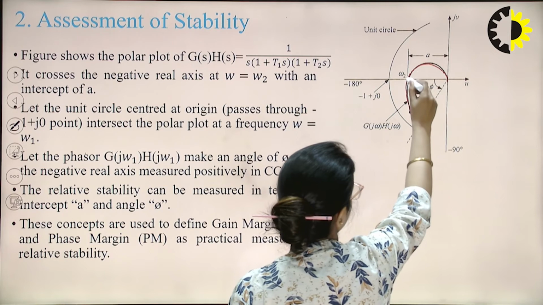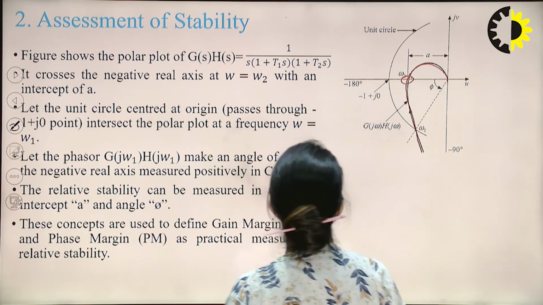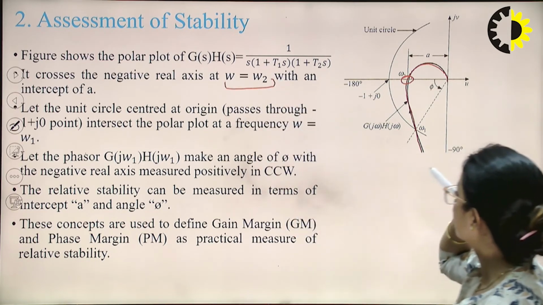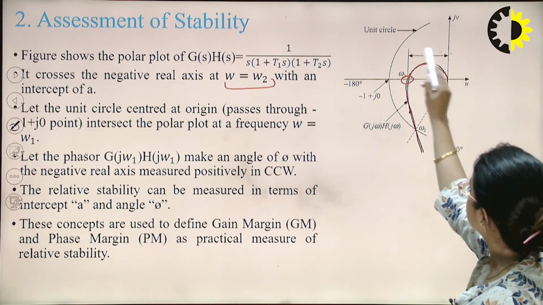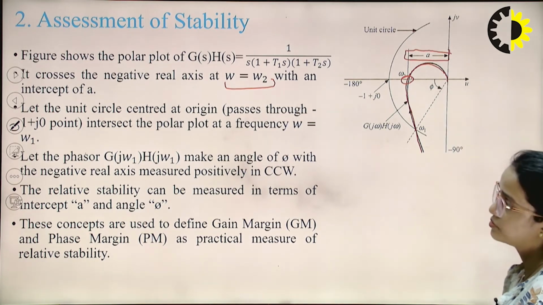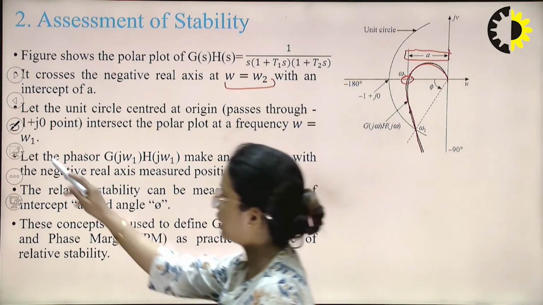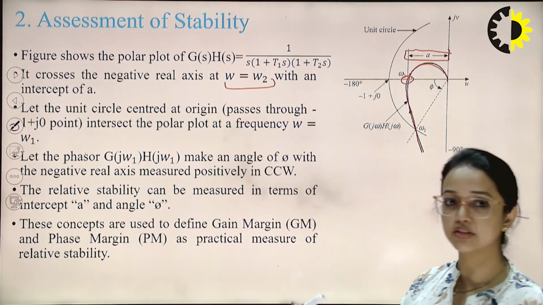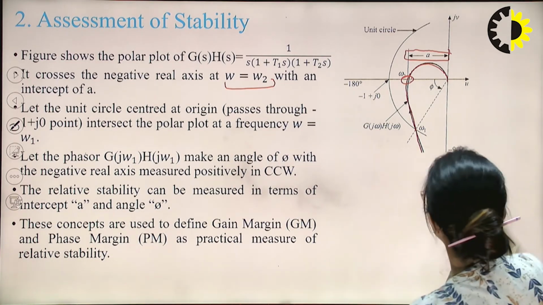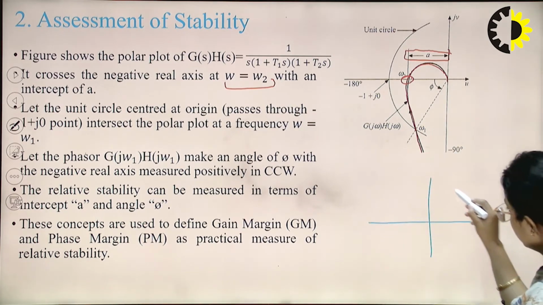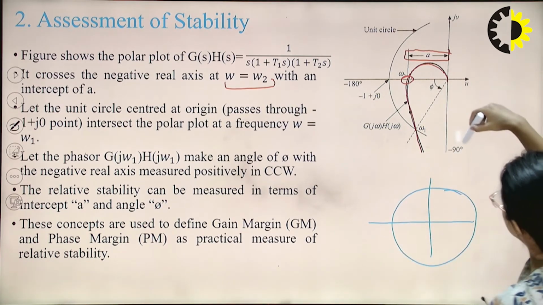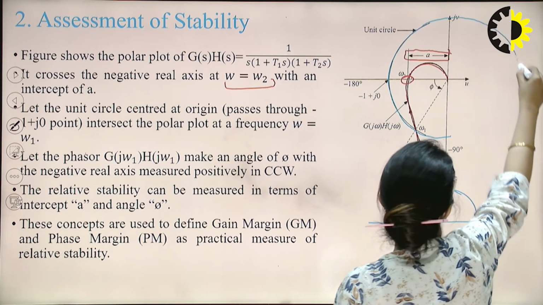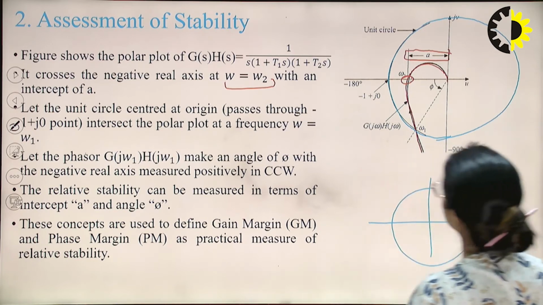So the polar plot is crossing the negative real axis at omega equals omega 2. Here this distance is called A. This is the intercept A. Now, one more thing we have to do: we have to draw a unit circle. A unit circle means a circle which has magnitude 1. So let me draw. This is the unit circle.